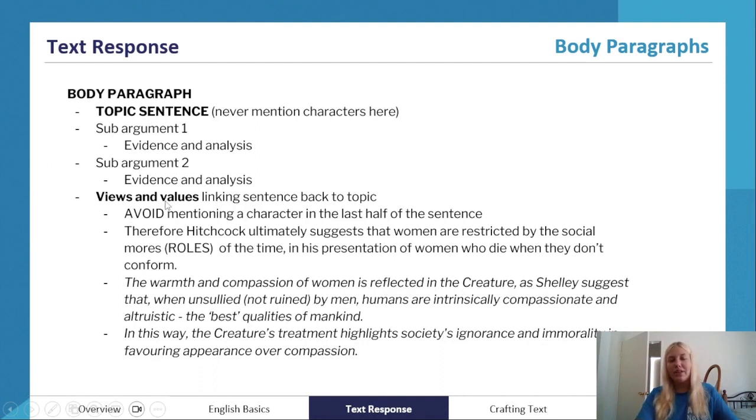And we need to finish with a views and values sentence. So here are a couple of examples of these authorial intent statements. Therefore, Hitchcock ultimately suggests that women are restricted by the social roles of the time, in his presentation of women who die when they don't conform. So this is the author's message, that ultimately the social norms are too strict.